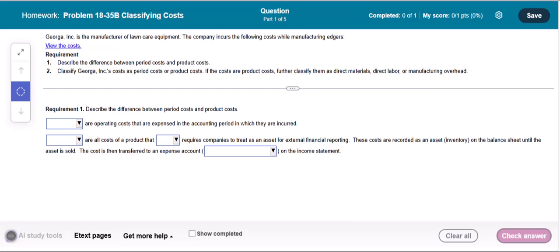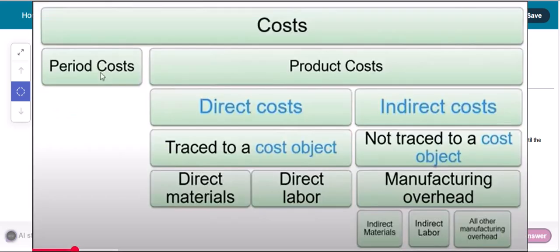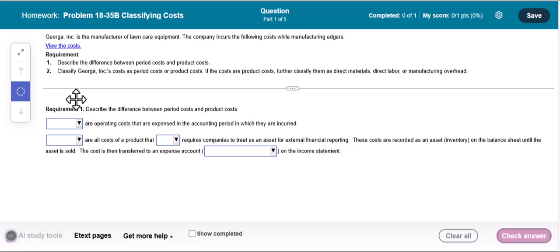So remember from the video of the PowerPoint, costs are broken down into period costs versus product costs. Product costs are costs associated with building or obtaining a product which you later plan to sell. And then period costs are all other costs. They are expensed in the period in which they are incurred. So which of those costs are operating costs that are expensed in the accounting period in which they are incurred? I just said that those are period costs basically. They're all costs that are not product costs.